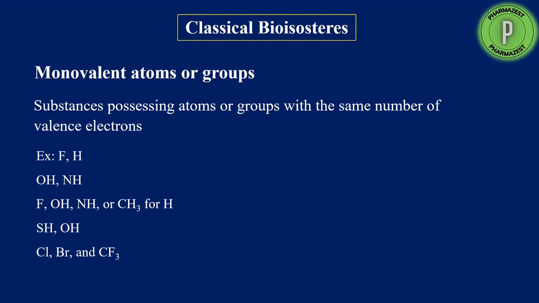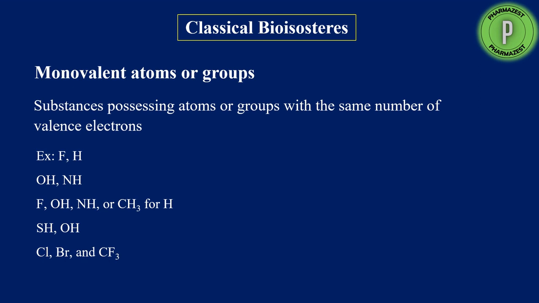Now coming to the classification of bioisosteres. The first one is monovalent atoms or groups. These are the substances which possess atoms or groups with the same number of valence electrons. For example, you can replace fluorine with hydrogen or hydrogen with fluorine, vice versa.